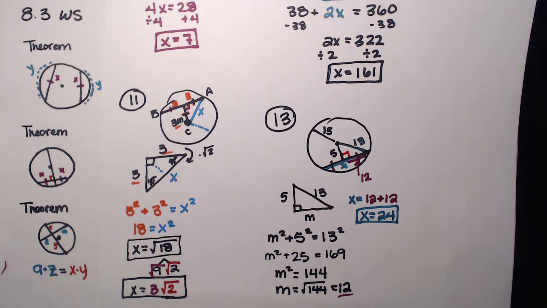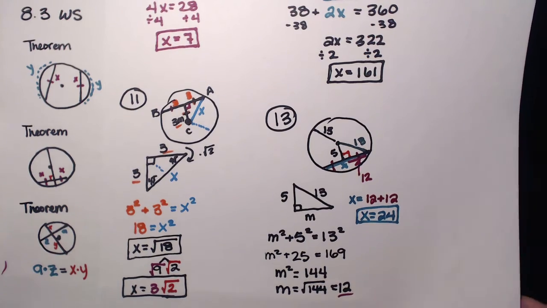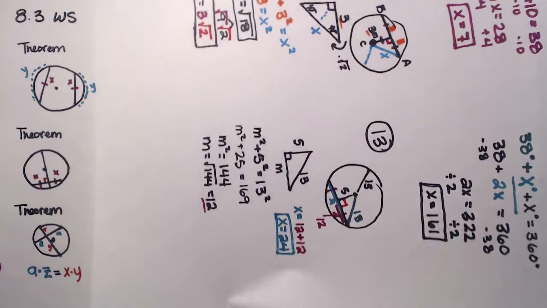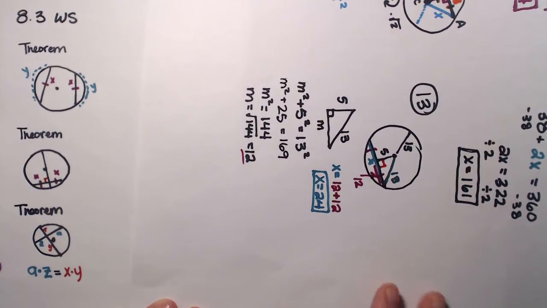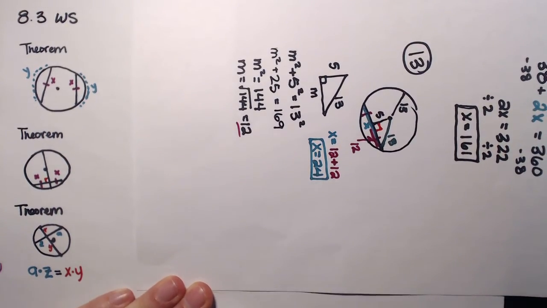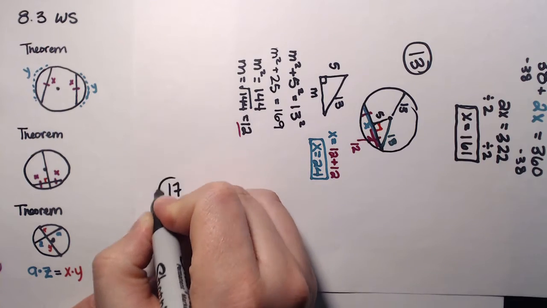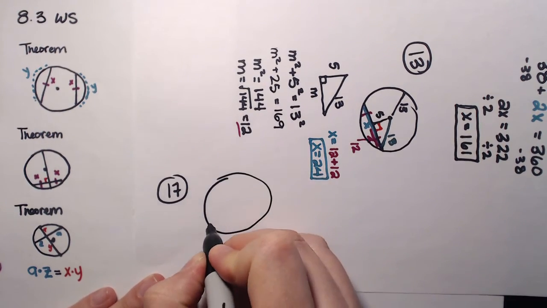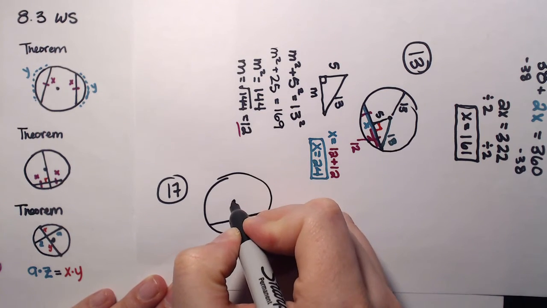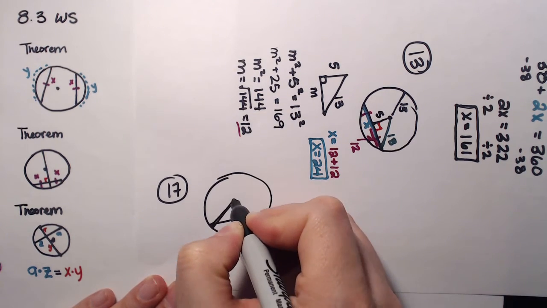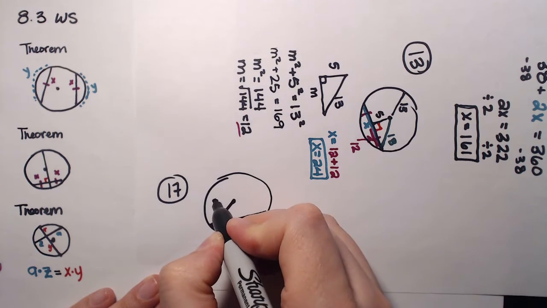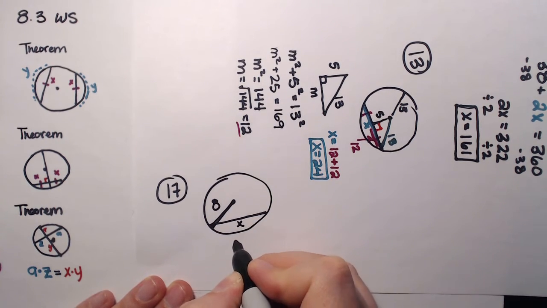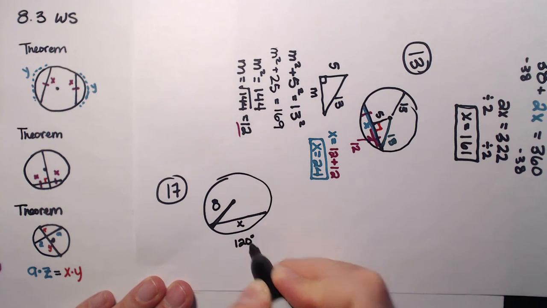Okay, on 17, I'm not going to do the whole thing, but I am going to get you started. So let's actually just turn this paper. So on 17, it says that the radius is 8 centimeters. It wants this whole piece, and this is 120 degrees.